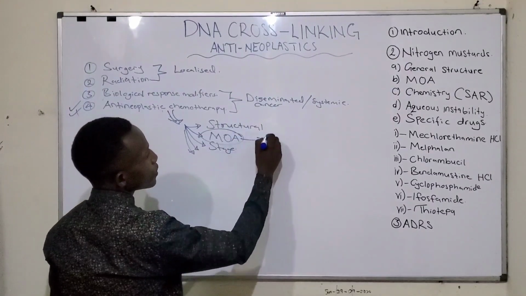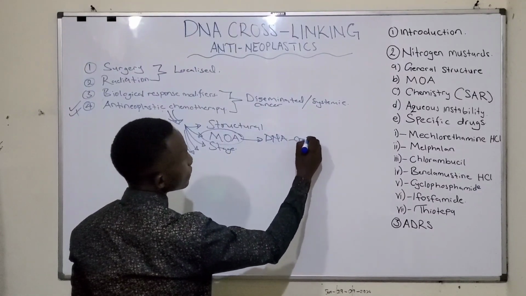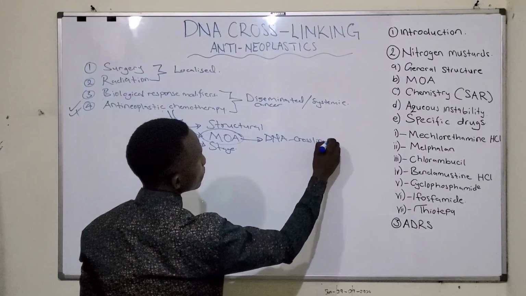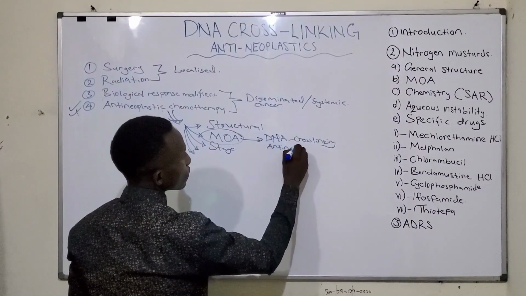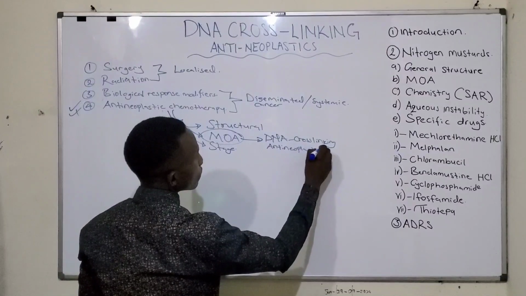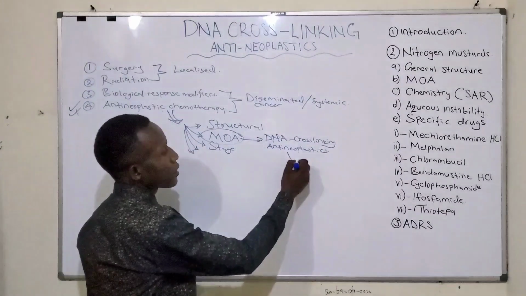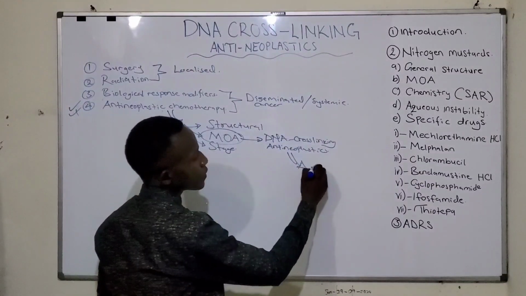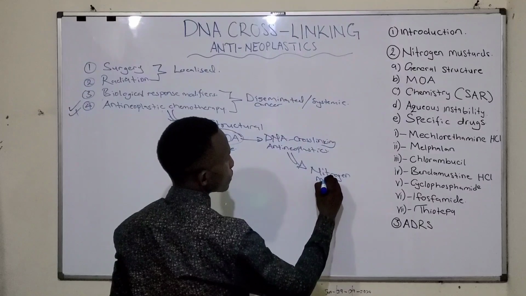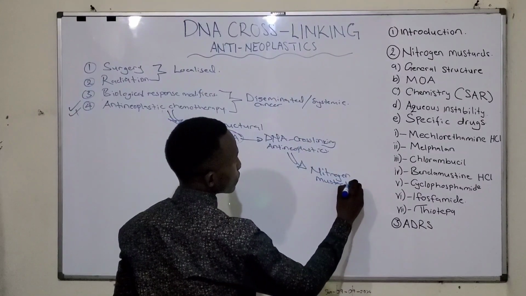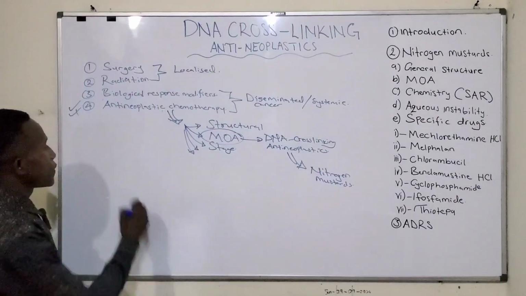Here we have the DNA cross-linking antineoplastics. These are many, but among those, we have the nitrogen mustards. What do we need to know about the nitrogen mustards? Briefly.